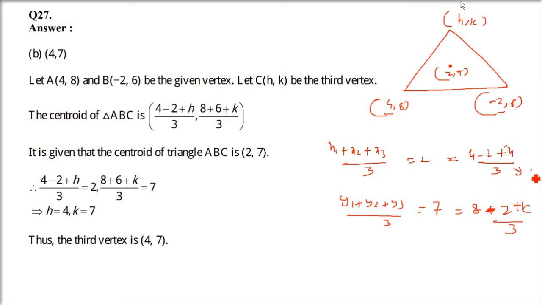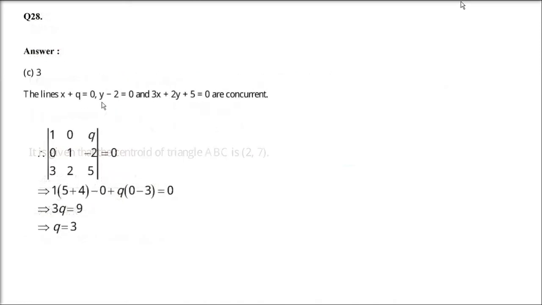plus 6 plus k. So 4 and 7 will come. So there is a change, okay? Just change it.